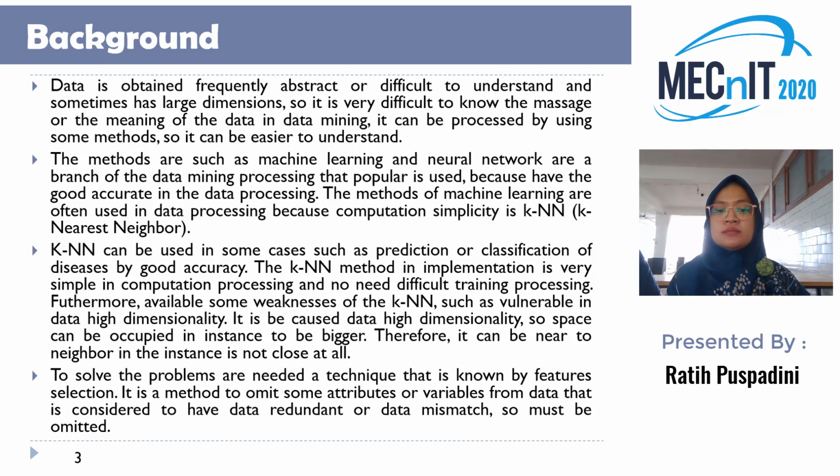Furthermore, KNN has some weaknesses, such as vulnerability to high data dimensionality. Because of high dimensionality, the space occupied by instances becomes too big. Therefore, the nearest neighbor in the instance space may not be close at all. To solve this problem, a technique known as feature selection is needed. It is a method to omit some attributes or variables from the data that are considered to have data redundancy or data mismatch, so they must be omitted.